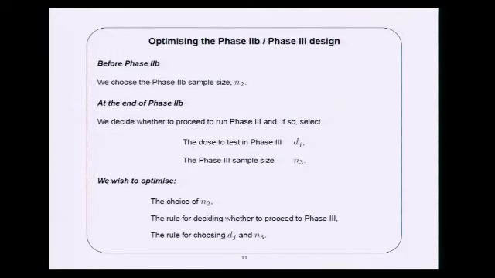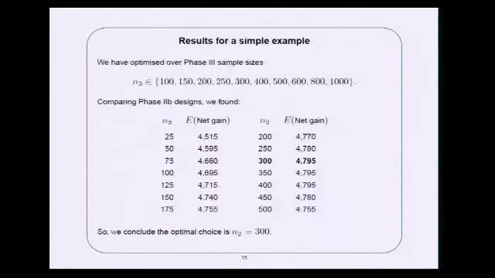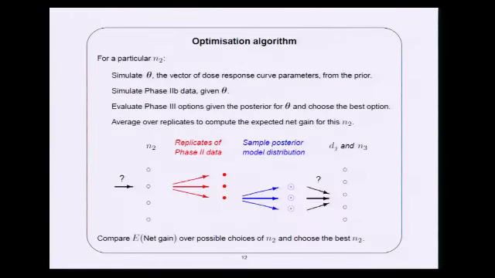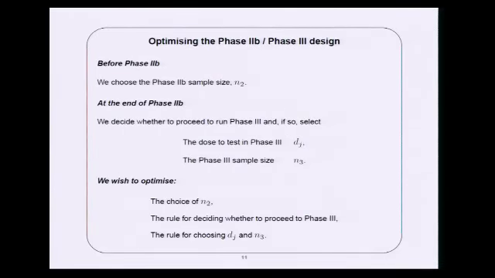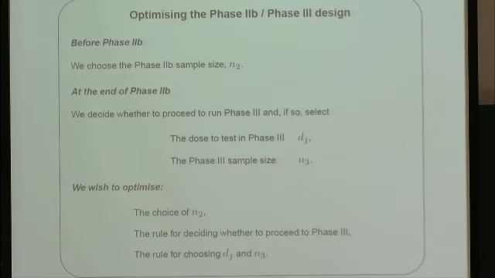So that's the set of ingredients. And here's what we've got to do. Our actions are we can choose the size of phase 2. At the end of phase 2, and this depends on the data that we've seen, we can decide, do we actually run on to phase 3 or do we give up? And if we do go ahead, which dose should we select? And then how many subjects should we put in phase 3? So the things we're trying to optimize are choice of N2, the decision rule for proceeding to phase 3, and the elements of phase 3.